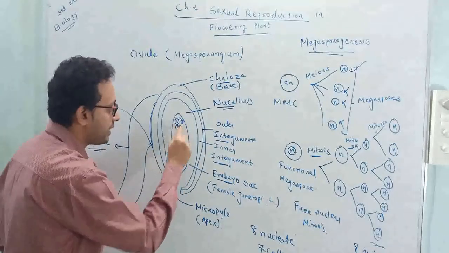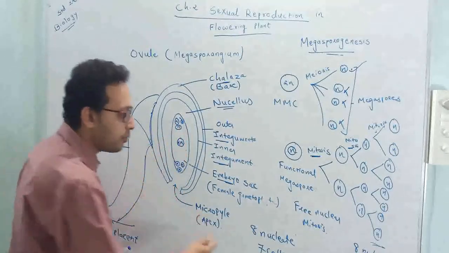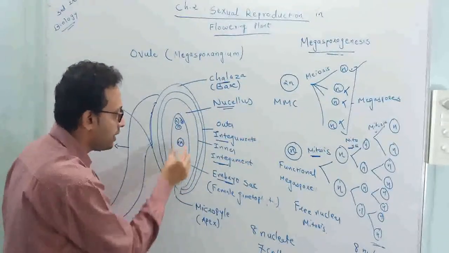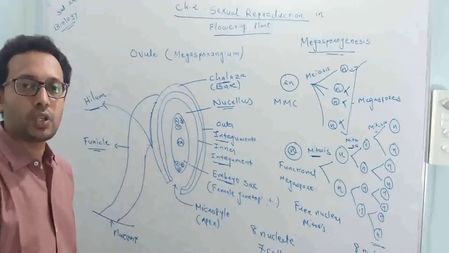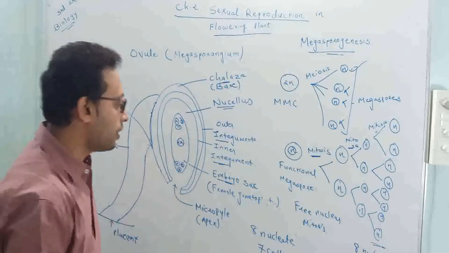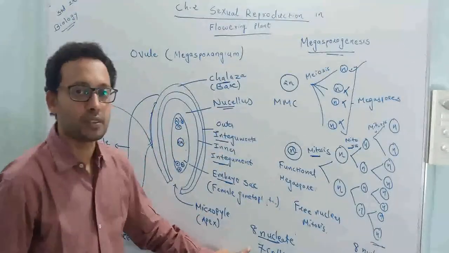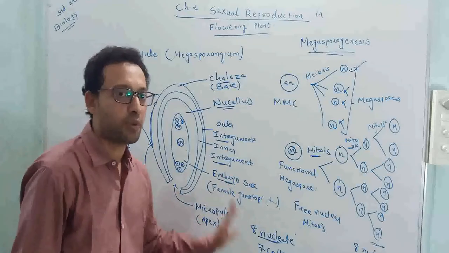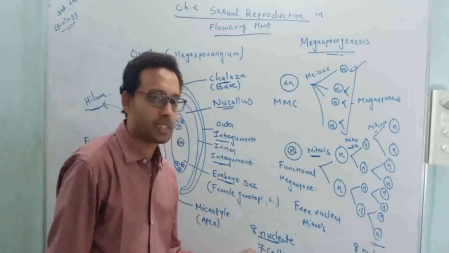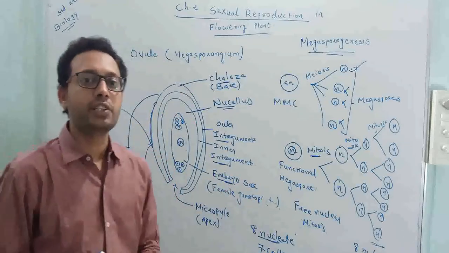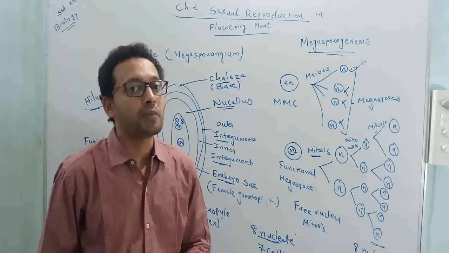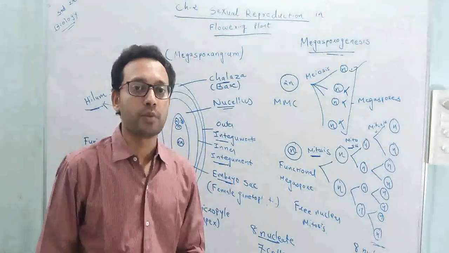3 plus 3, 6 plus 1, 7. And how many nuclei? 8. 3, 3, and here 2 get fused. So 8 nuclei. This condition is called 8 nuclei and 7 cells. This is very important from the examination point of view. They are usually asked at the maturation, how many nuclei? 8 nuclei. But how many cells? 7 cells are going to be produced.